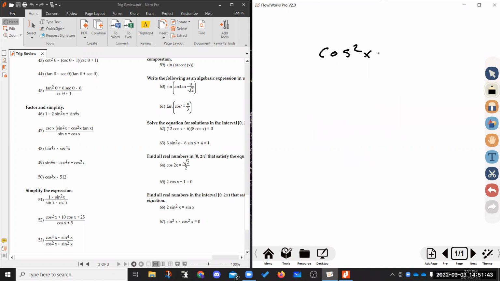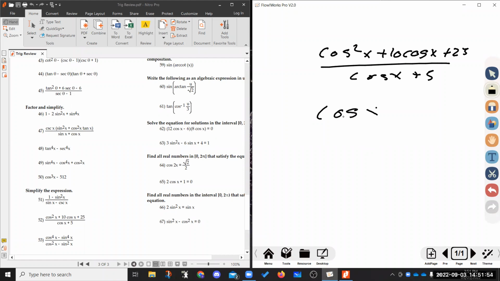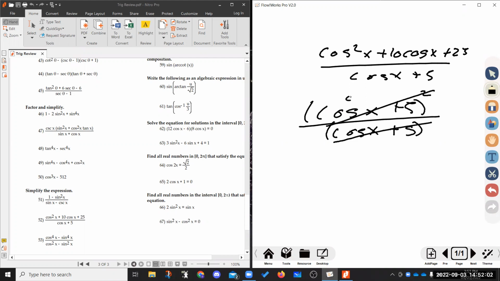Cosine squared x plus 10 cosine of x plus 25 over cosine x plus 5. This is cosine of x plus 5 quantity squared over cosine of x plus 5. I'm going to just cancel one of those and end up with a cosine of x plus 5.